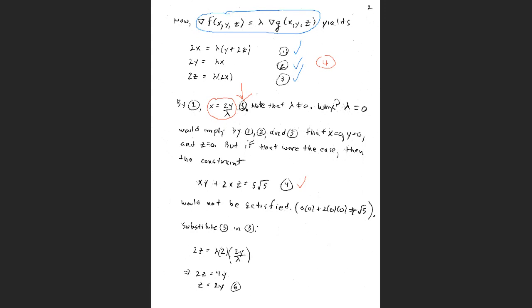Whenever I divide by a variable like lambda, I really need to be sure lambda can't equal 0. Well, it turns out lambda cannot equal 0. The reason is if lambda equals 0, then by equations 1, 2, and 3, it would imply that x, y, and z equal 0. For instance, in the second equation, if 2y were equal to 0 times x, that means 2y equals 0, and y would have to equal 0.